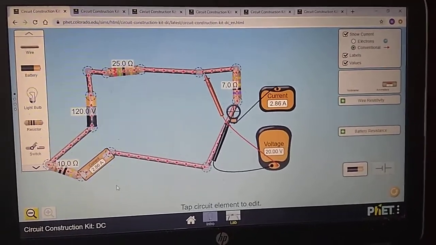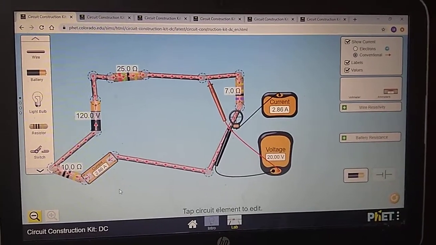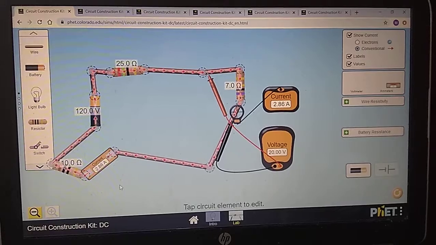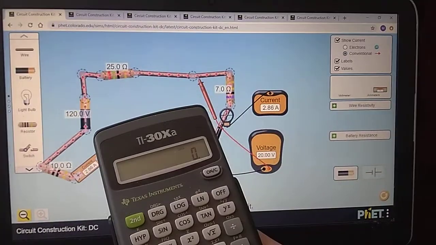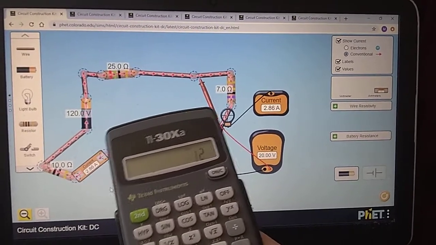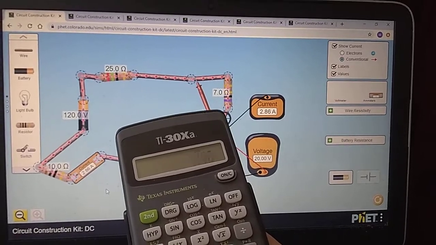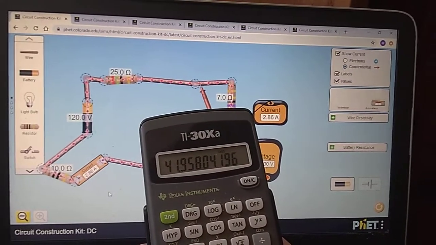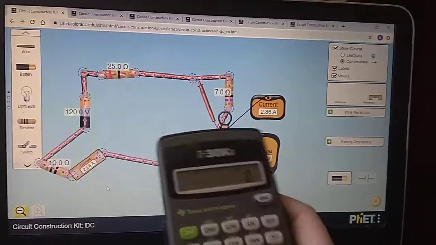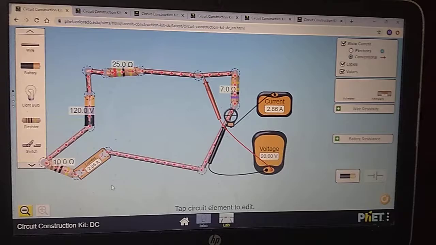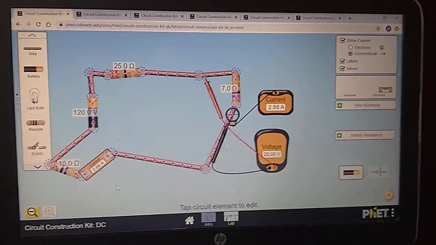The overall voltage, the voltage gain for the battery, therefore the voltage drop for all of my resistors, is 120 volts. Okay? The current in this circuit is 2.86. If I do R equals V over I, and I do 120 divided by 2.86, I get an equivalent resistance of approximately 41.96, so very close to 42. And notice what happens if I add 25, 7, and 10. 25 plus 7 is 32, plus 10 is 42.